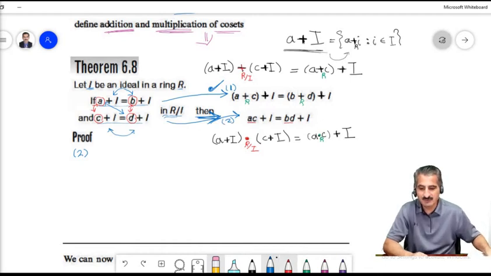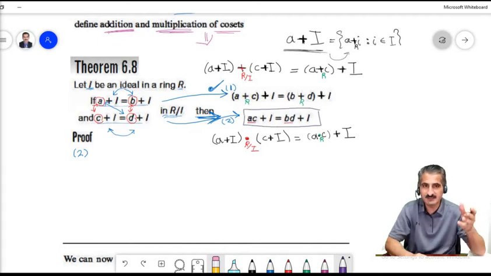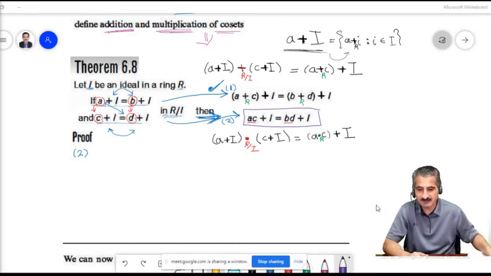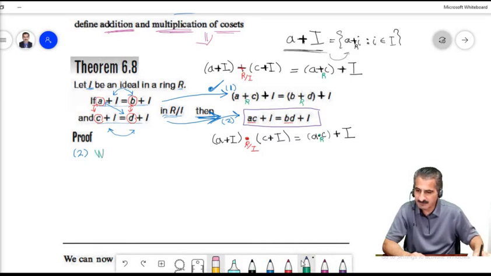So to prove number 2, we want to show that the coset of AC is the same as the coset of BD. Let me write that in green. We want to show AC, and I shall not write the parentheses, you know that this is AC, then we take the coset. We want to show it is the same as BD plus I.